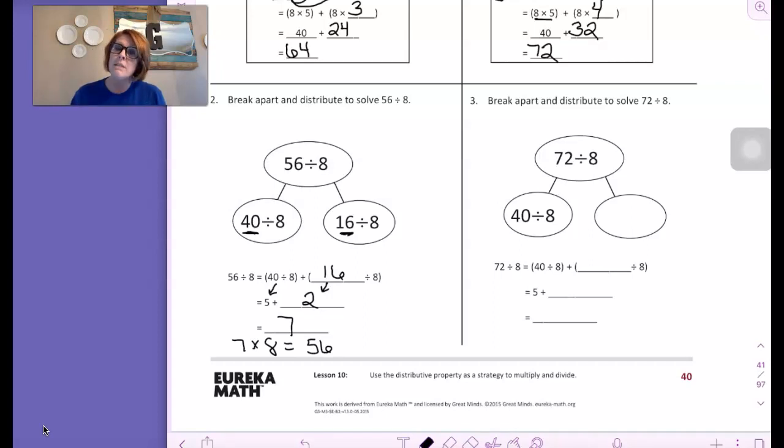And remember, if you're still having trouble with some of these facts, go back and use that multiplication table from lesson 1 of the module. Maybe some of you cut it out and have it hanging somewhere.